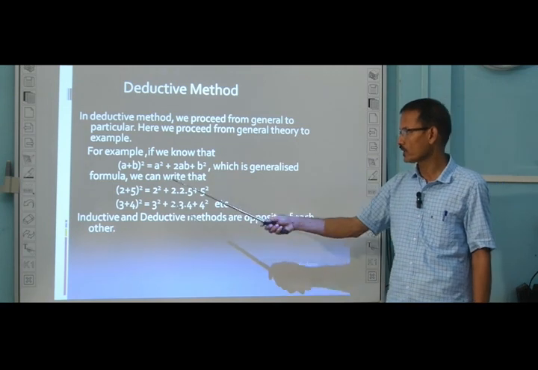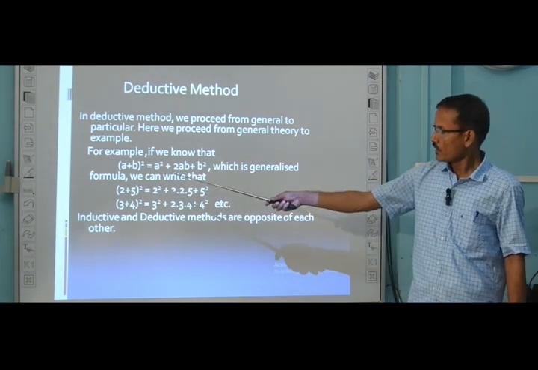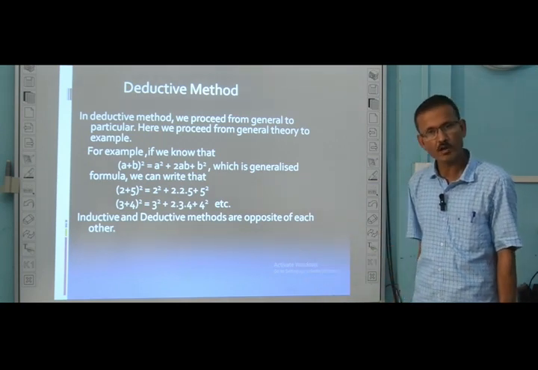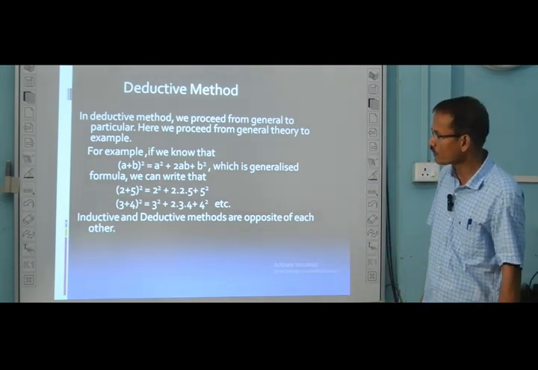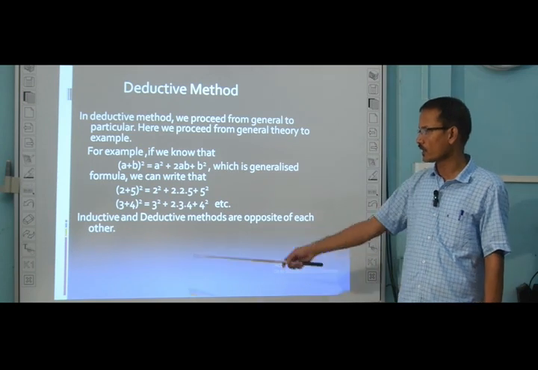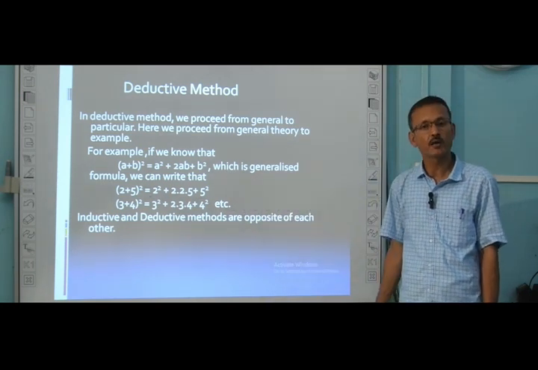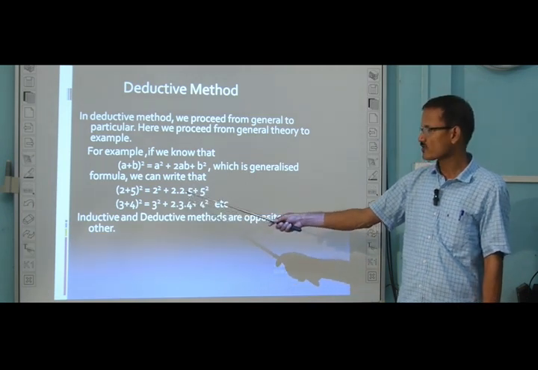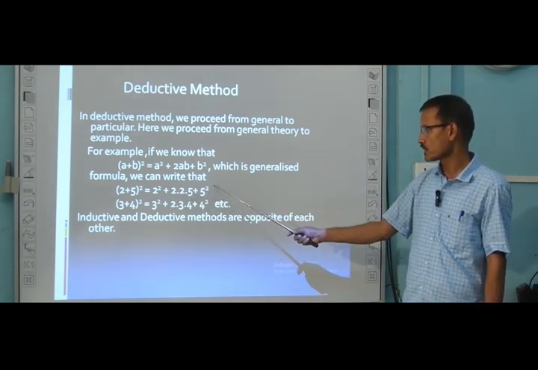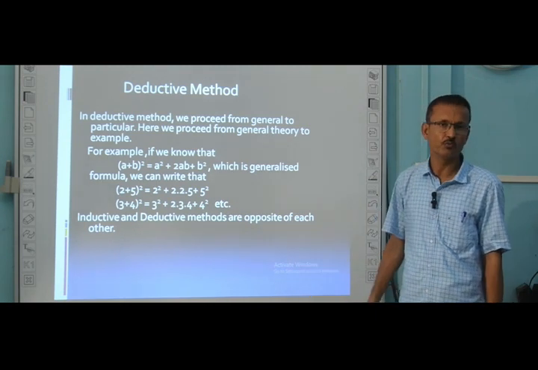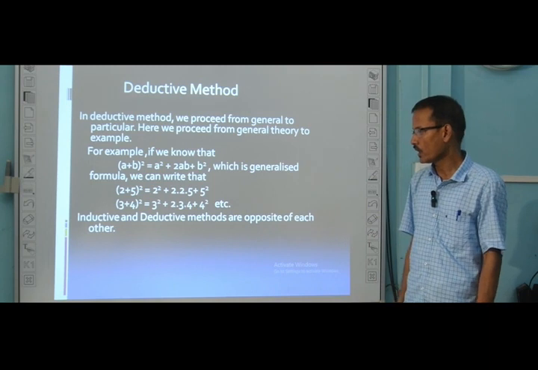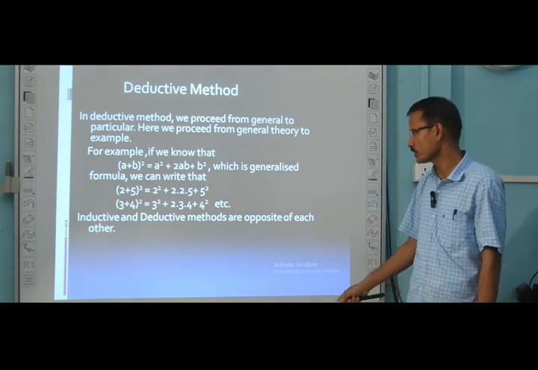And in mathematics, it's an example. If we know that a plus b whole square is equal to a square plus twice ab plus b square, next time we do not find any difficulty in concluding that 2 plus 5 whole square is equal to 2 square plus 2 into 2 into 5 plus 5 square according to this formula. So it becomes quite easy to draw conclusions with the help of this formula.